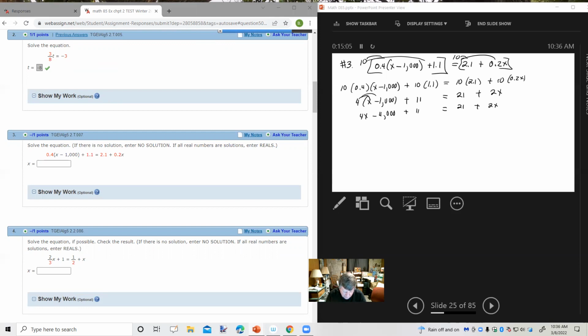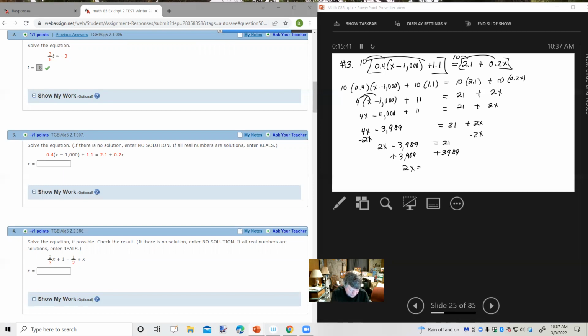Let's see here. Combining like terms on the left, 4x minus what? 3,989. I think that's right. If you take negative 4,000 plus 11, yep, equals 21 plus 2x. I'm going to subtract 2x from both sides. 2x minus 3,989 equals 21. Add 3,989 to both sides.